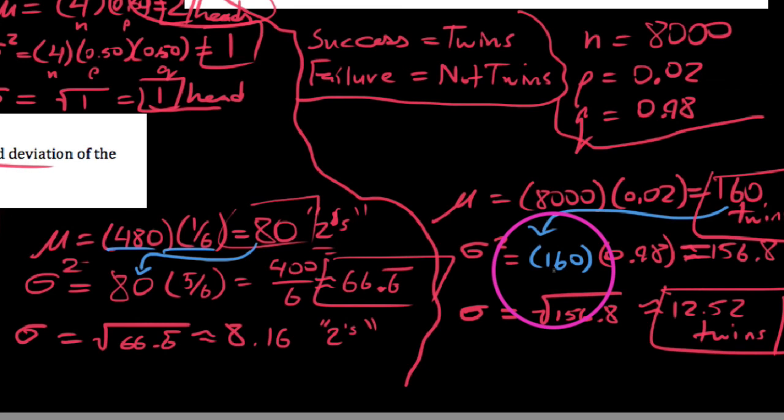So that's how you would use these formulas to calculate mean, variance, and standard deviation. Very easy to do with binomial probability distributions.